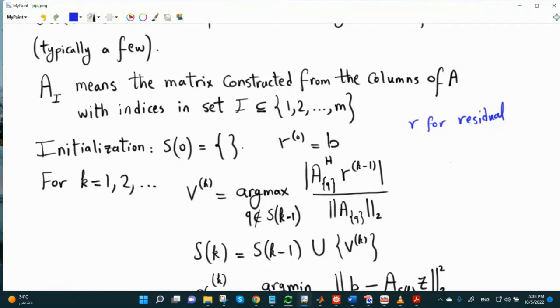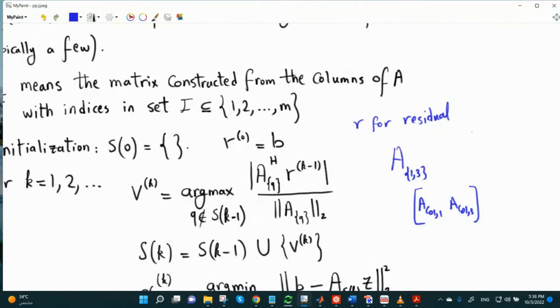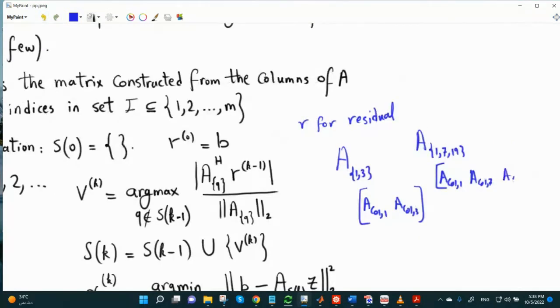So the notation that is used here is that if I write, for example, A and put here a set 1 and 3, this is a matrix in which you have column 1 of A and column 3 of A. If you have A with the set 1, 7, and 19, this is a matrix that has the first column of A, column 7, and column 19, and so on and so forth.